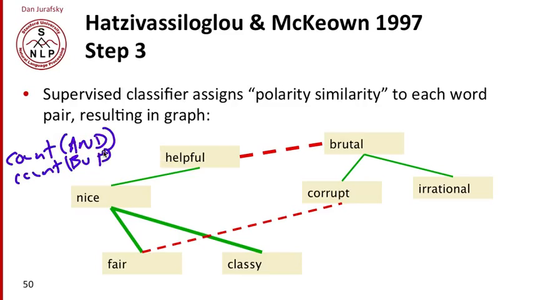And the classifier can learn that nice and helpful are somewhat similar, nice and fair are very similar, fair and corrupt are very dissimilar, marked in red with a dotted line, because maybe but occurs much more often between these two and and occurs more often between these two, and so on. So we can get between any pair of words a number that indicates its similarity.